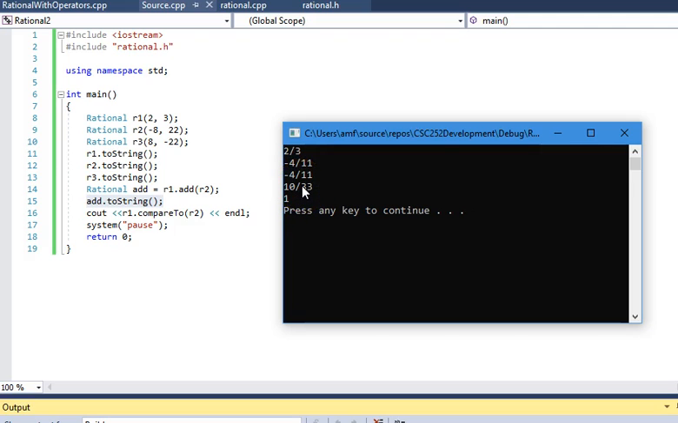That's correct. And then comparing R1 and R2, which one is larger? R1 is positive and R2 is negative. So obviously R1 is larger, and we expect to have the return value of 1, which is correct.